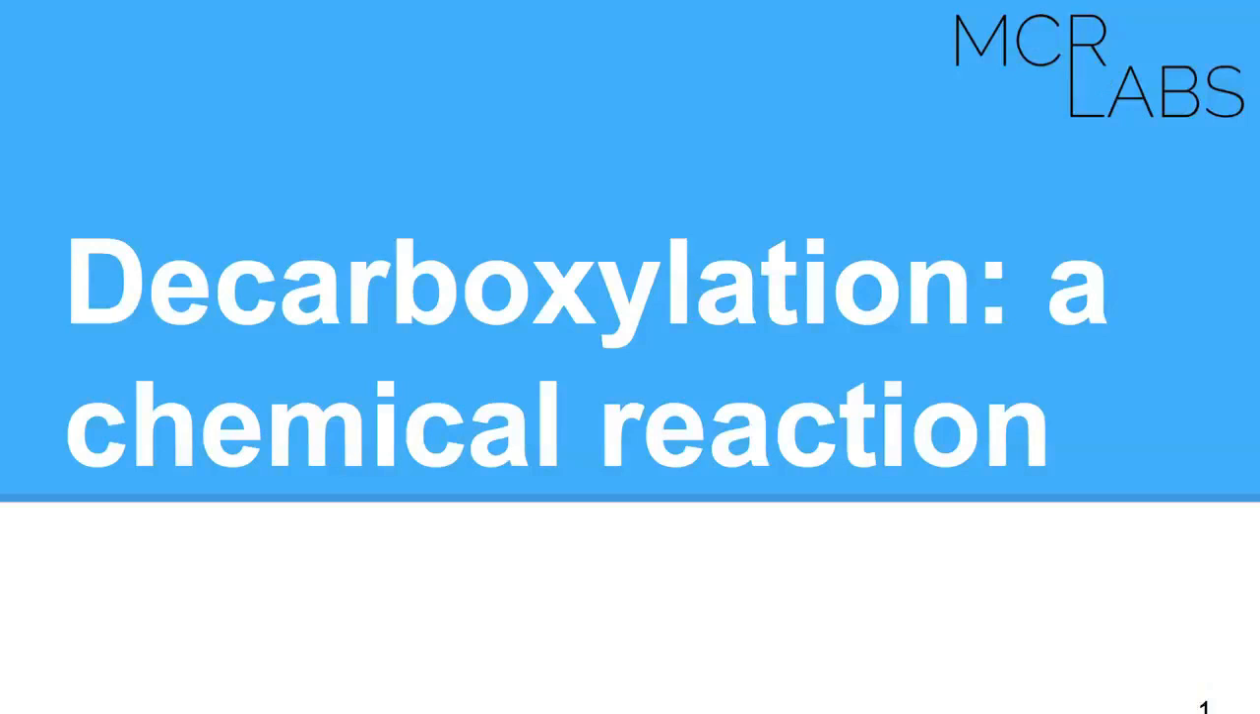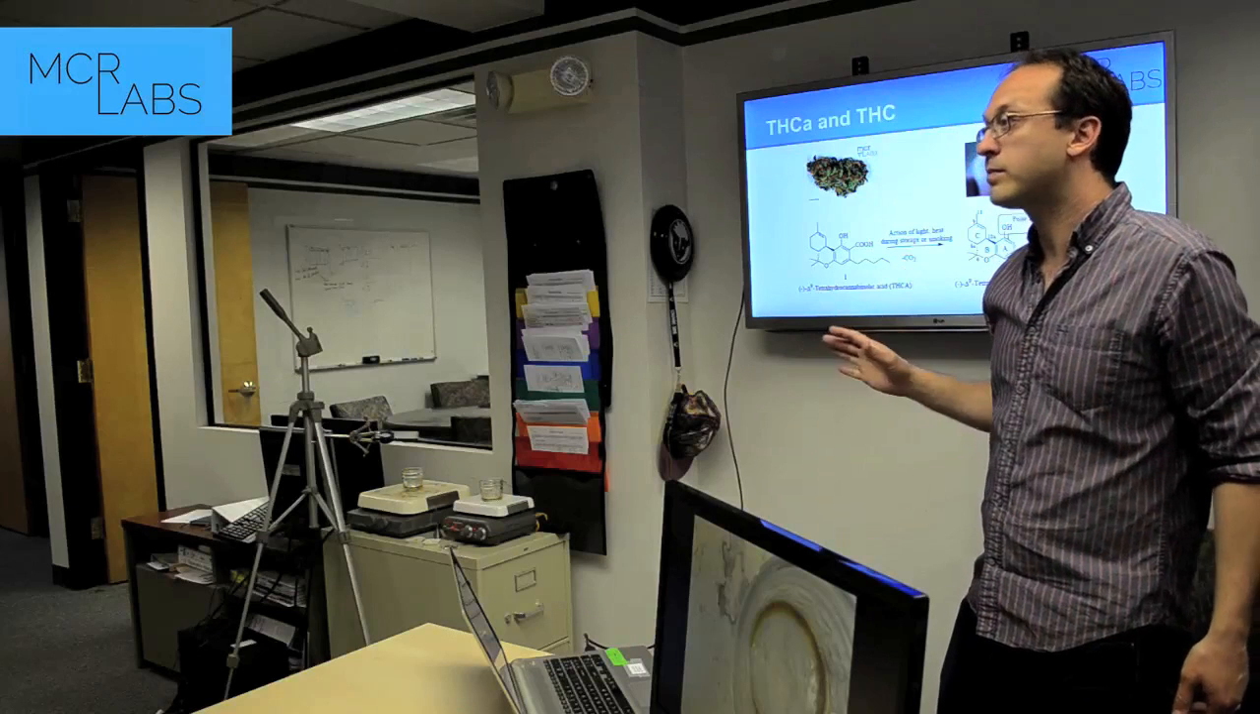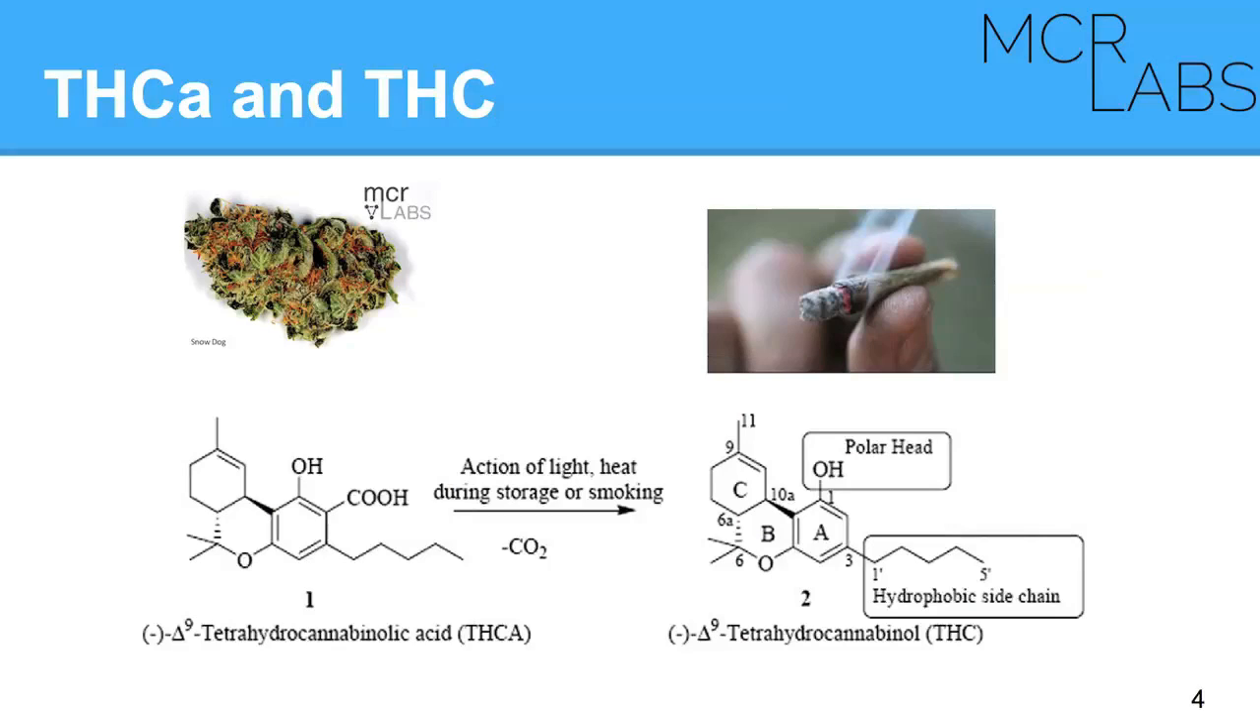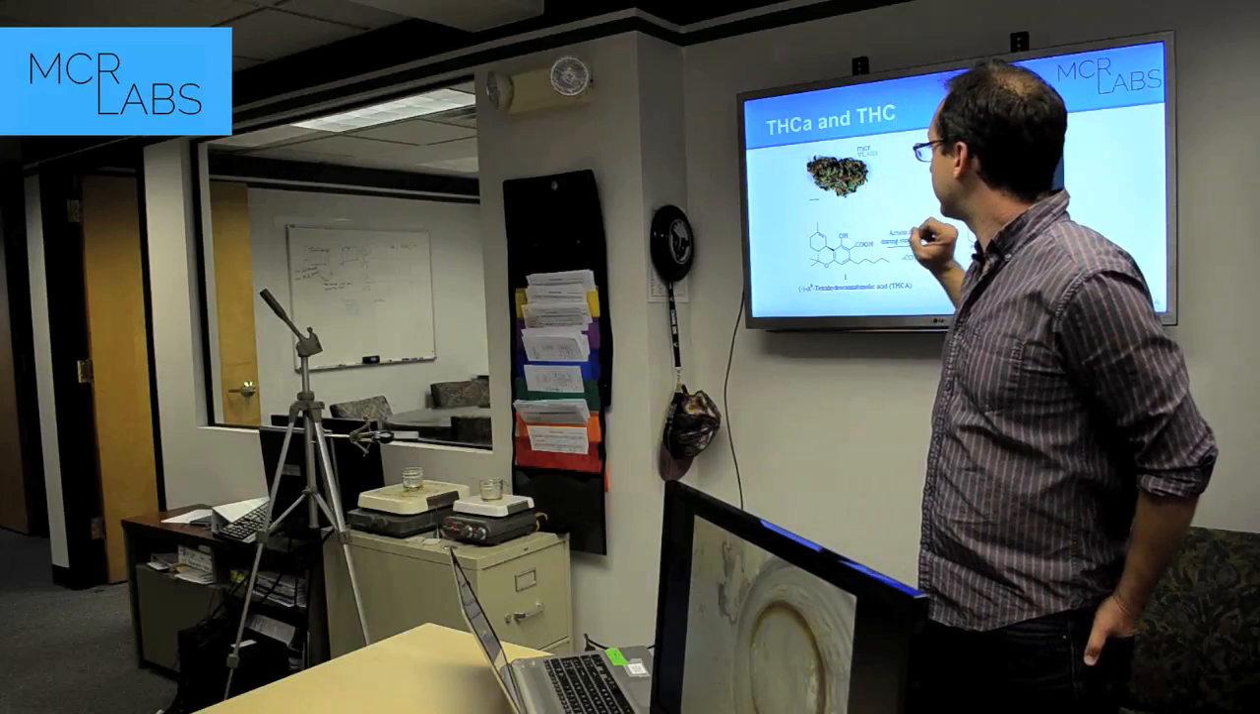We're going to dive right into some chemistry. What is decarboxylation? The cannabis plant itself produces mainly the acid form of THC. THC is that molecule that gets you high. It's that molecule that's mostly responsible for what you feel. However, the plant doesn't produce that much THC. What it does produce is THC acid, THCa.